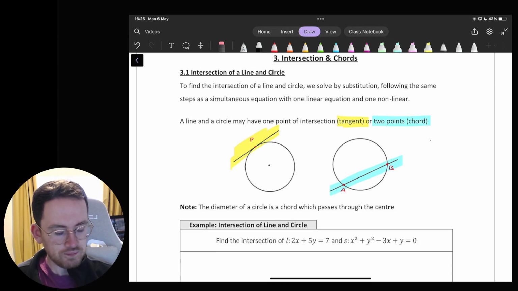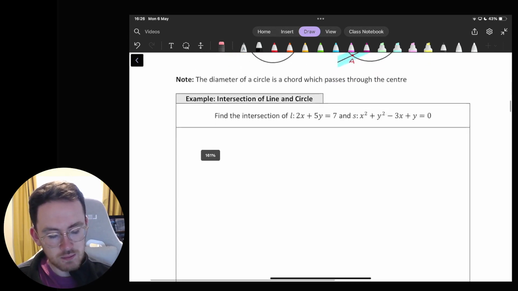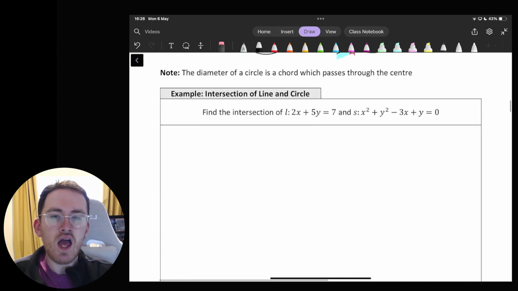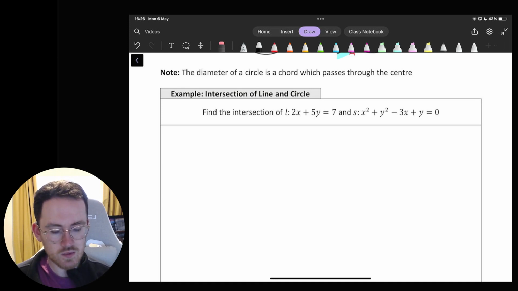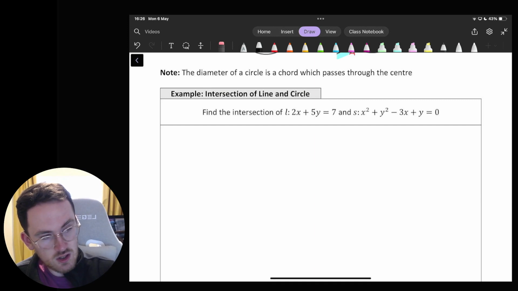Now, looking at the example here, I have two equations. One is a line, one is a circle, and this should be reminiscent of simultaneous equations, where we have one linear and one non-linear equation. That's something we would have done back in algebra as well, so that could be somewhere you go first to brush up on that idea.